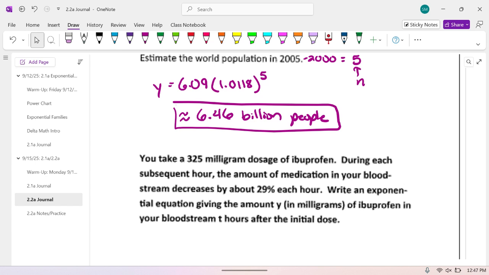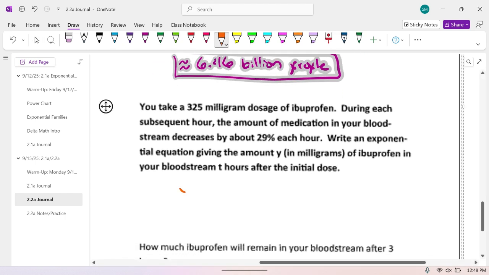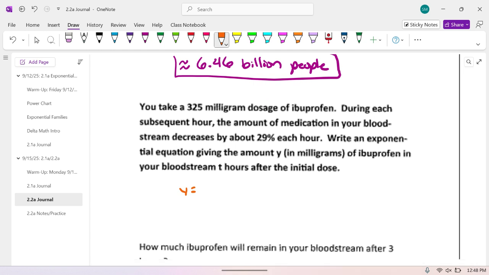It gets interesting. All right, so that one. Do you guys think this could be a growth or decay? Definitely decay. We're looking at how much is left in your bloodstream after so many hours because it's going away slowly. So, Y is my A value. What would be my initial? 325. Good. So that's the amount of the dose that I took.